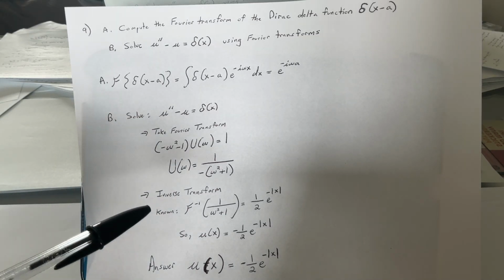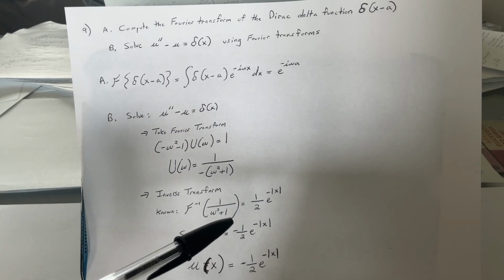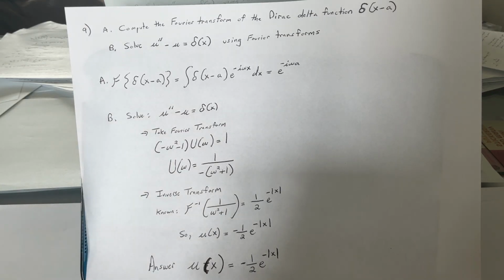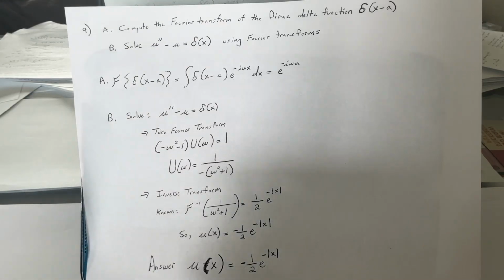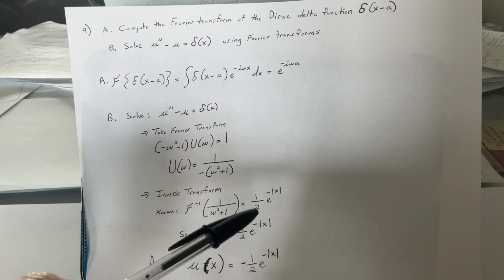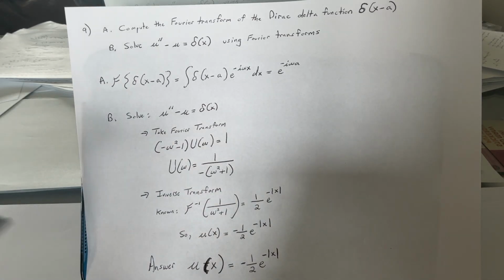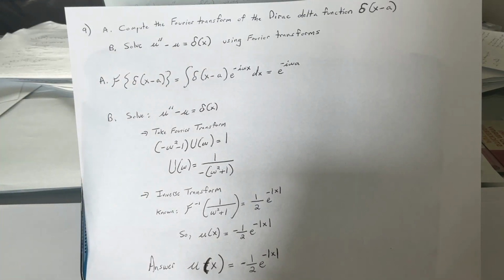So what we want to do here is find the inverse transform. Okay, that's known. Inverse Fourier transform of 1 over w squared plus 1. And that's going to come out to 1/2 e to the negative absolute value of x. So what we could say here is u of x equals negative 1/2 e to the negative absolute value of x. So that is our answer, and that would solve that differential equation with the delta function.